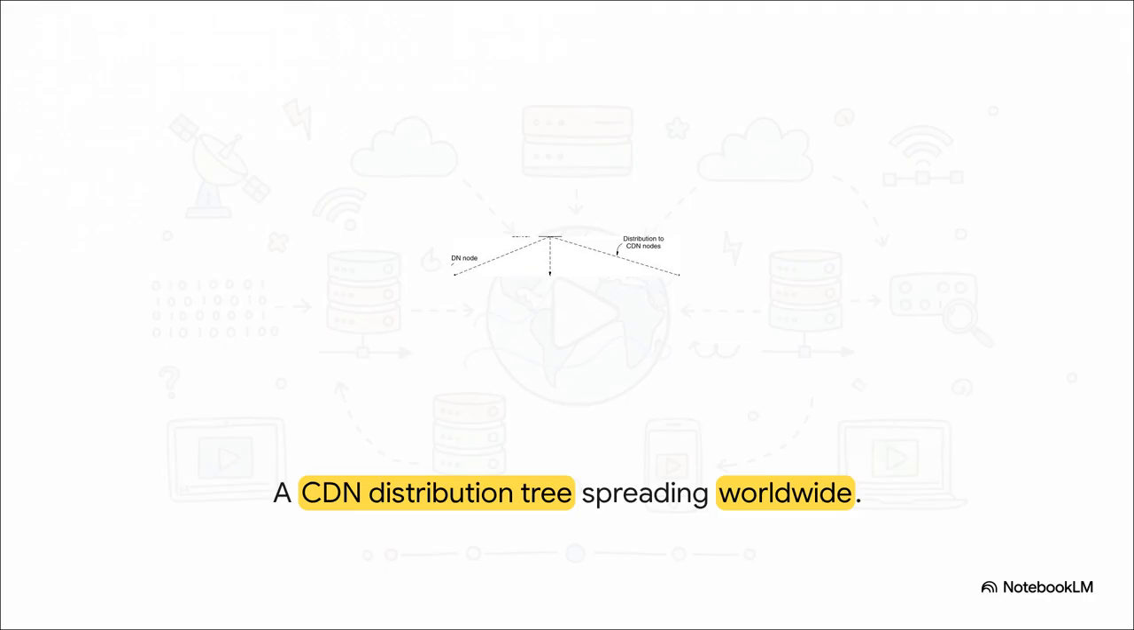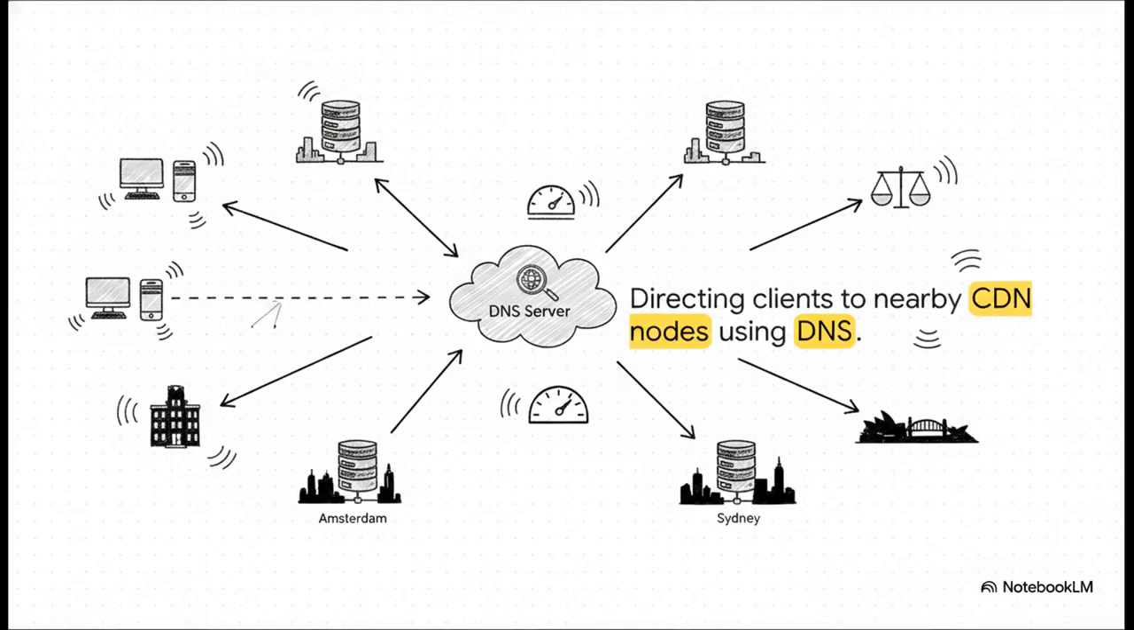Instead of one single origin server trying to talk to millions of clients, it acts as the top of a tree, replicating its video files out to CDN nodes located in regional data centers, places like Sydney, Boston, and Amsterdam. When users worldwide want the video, they don't even talk to the origin server. They just fetch the files from their nearest regional node. But how does your computer automatically know which node is closest?